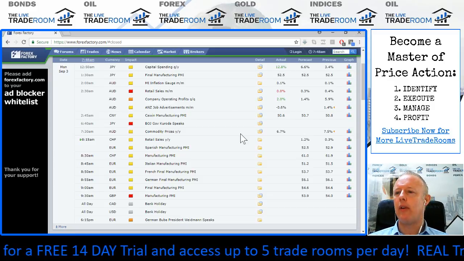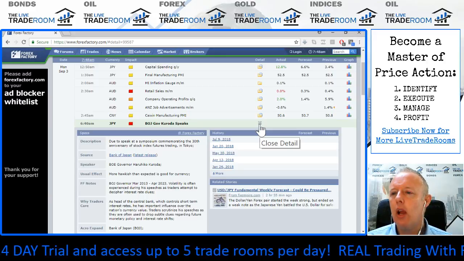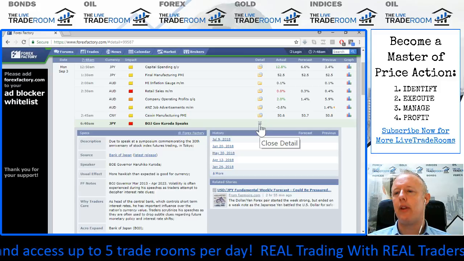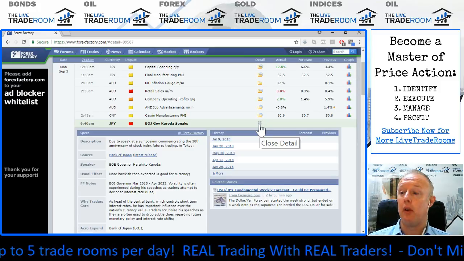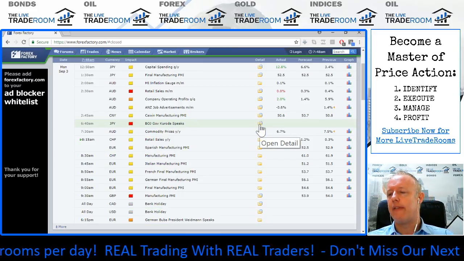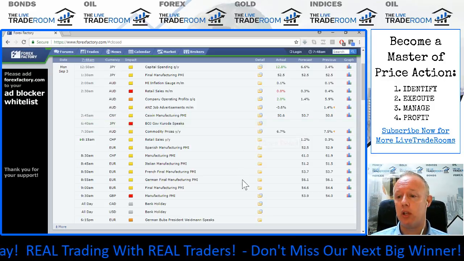Also, we had Kuroda speaking, which is the governor of the Bank of Japan. He's commemorating the 30th anniversary of stock index futures trading in Tokyo. So it's more of a commemorative event. So nothing of any significant concern you wouldn't imagine.